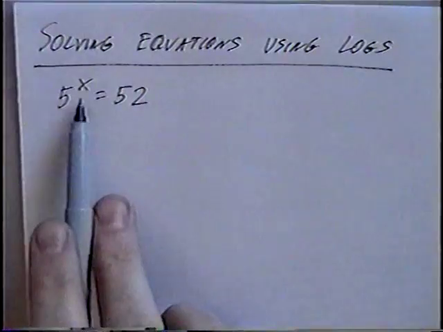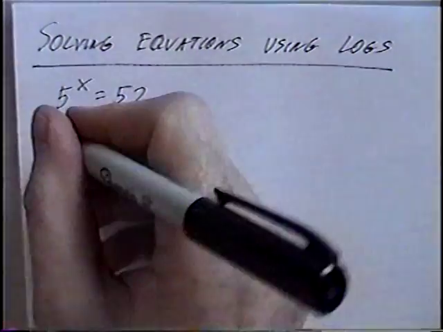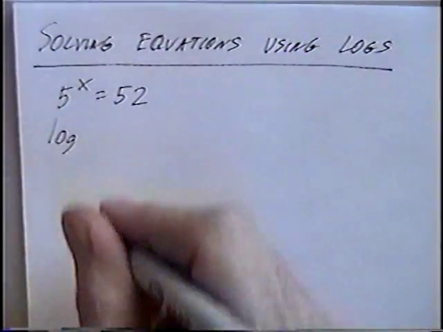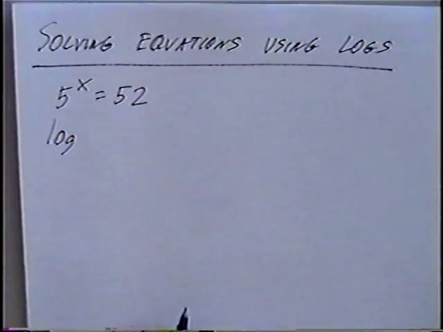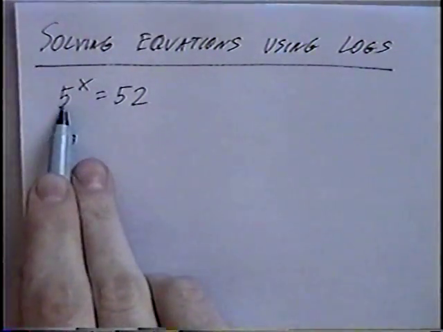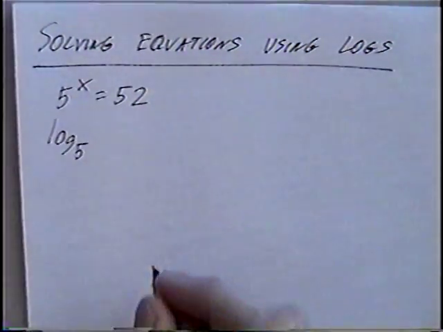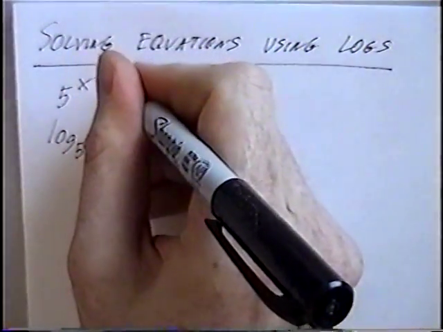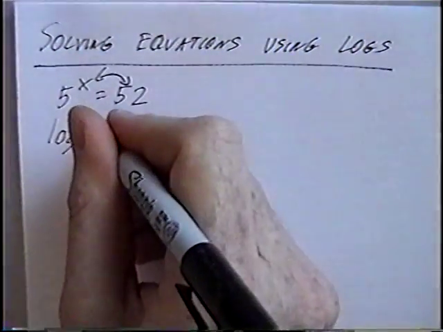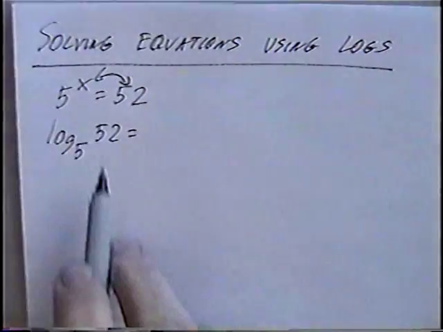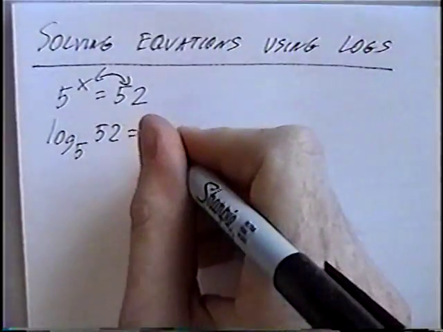For example, this is an exponential form. We can change this equation into log form. The base 5 would stay the same, and the x and the 52 would switch sides. 52 would be part of the log, and x would come after the equal sign.